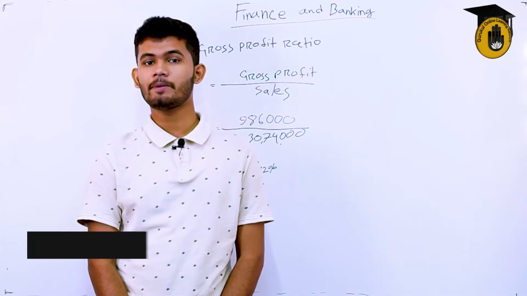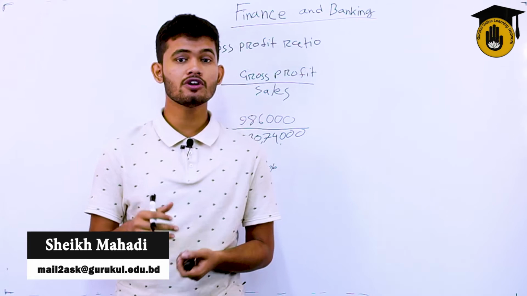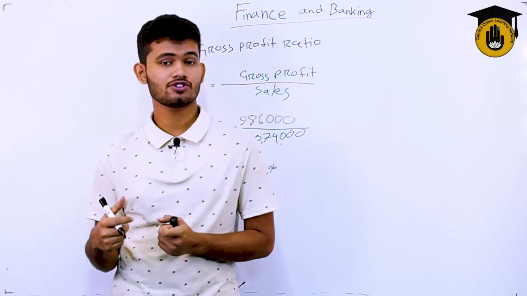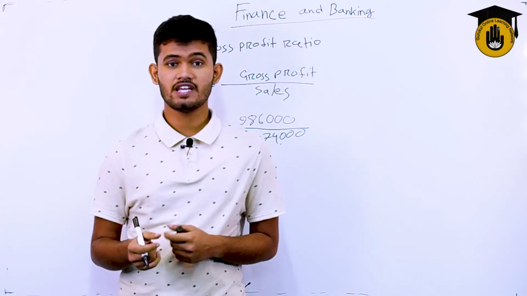We are going to study Finance and Banking, Chapter 4, Financial Statement Analysis. In the previous lessons, we learned how to complete the financial statement analysis. It's a very easy process. Sales minus cost of goods sold gives us gross profit. After that, operating expenses minus interest expenses. That's how we get the net profit.